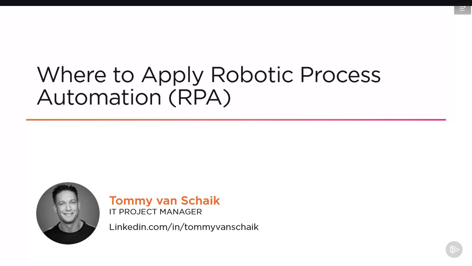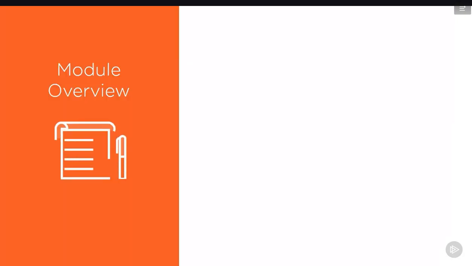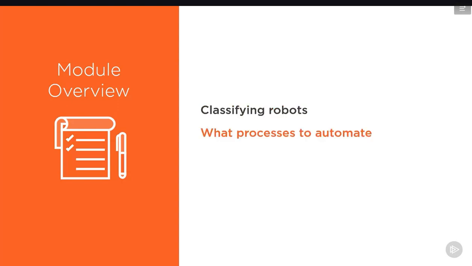In this module, we will learn how to select the processes that provide you with the most benefit when applying robotic process automation. And we're going to approach this module by first classifying robots. There are so many types of software robots out there, and there are so many ways that you can program them that it's important that we classify the robots to give you an impression of the possibilities of RPA.